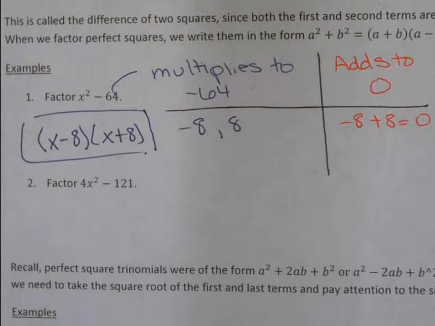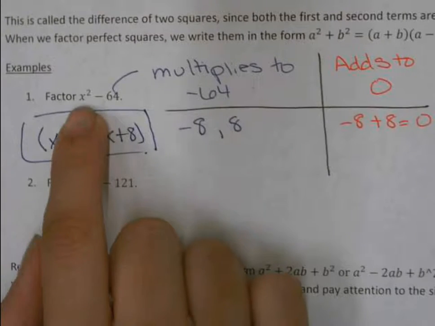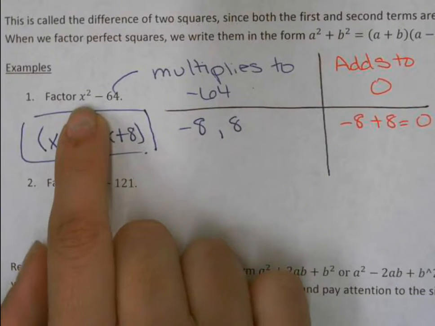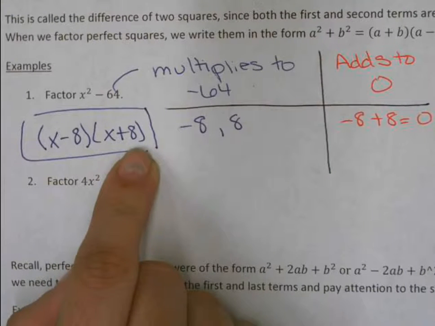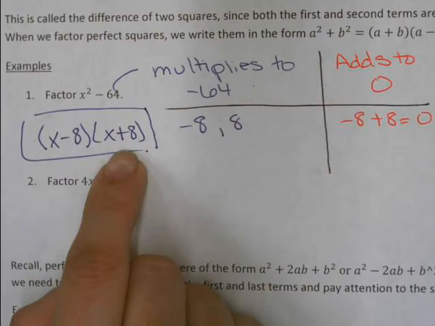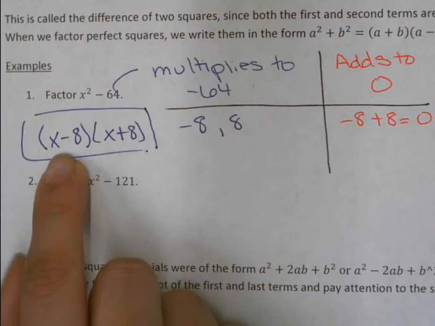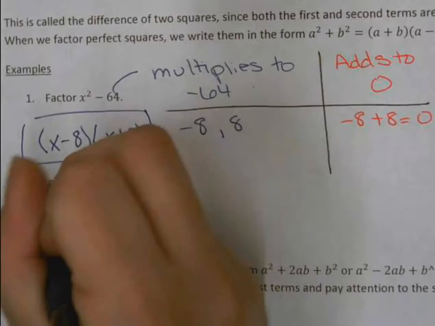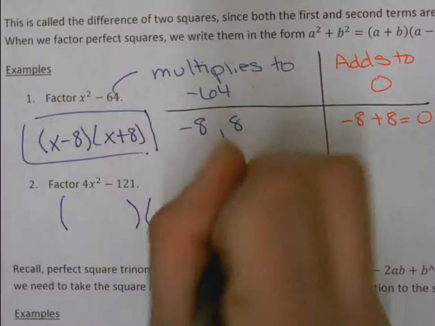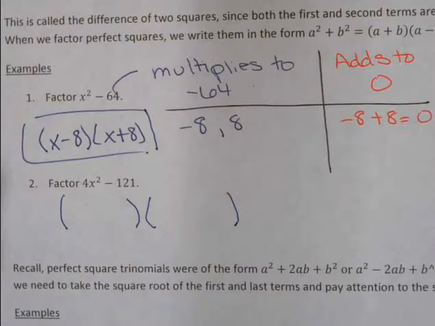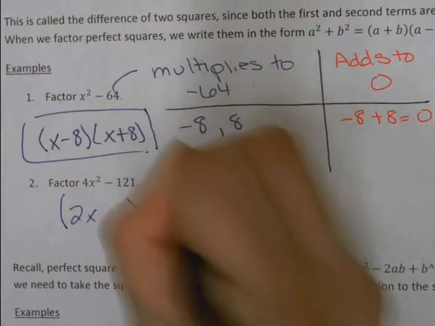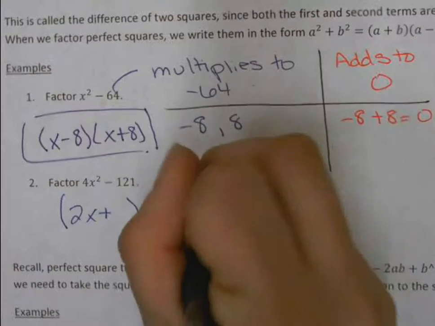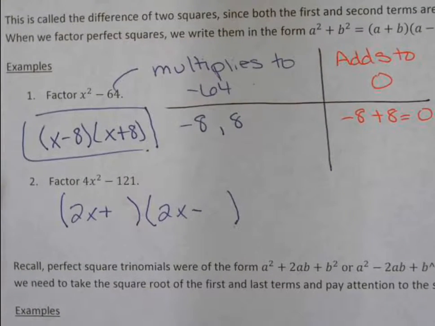So notice, on number one, x squared is obviously a perfect square because of the squared exponent. And then 64 turned out to be a perfect square because of the two 8s. The only thing in my answer was I had one positive and one negative. So if I take a look at number 2, what is the square root of 4x squared? What number times itself is 4? 2. So then both of these get 2x. One gets a positive, one gets a negative, because there's no middle term and it cancels out.